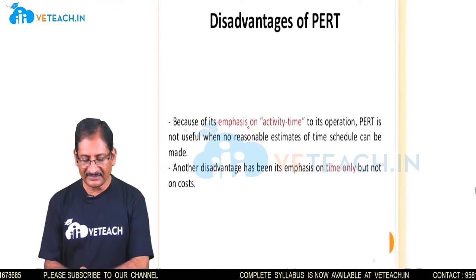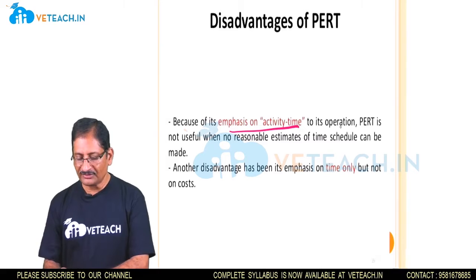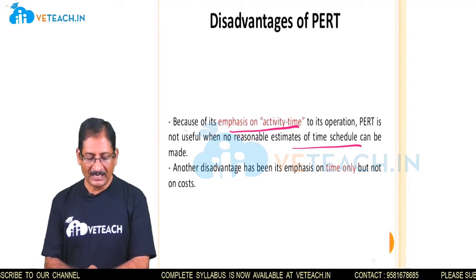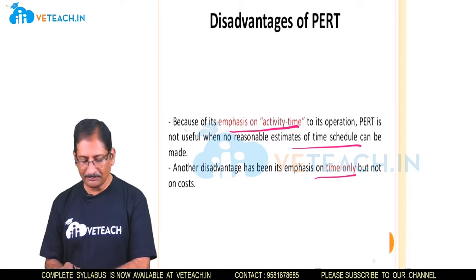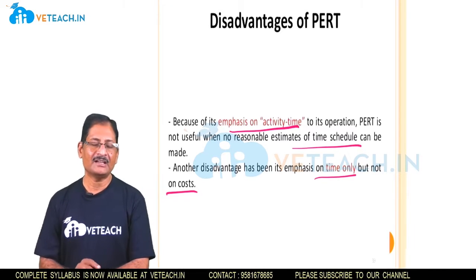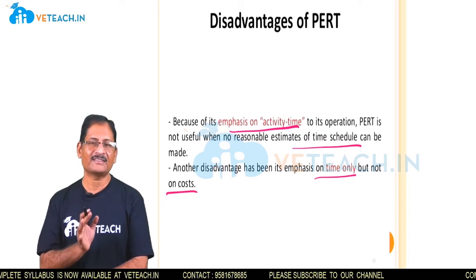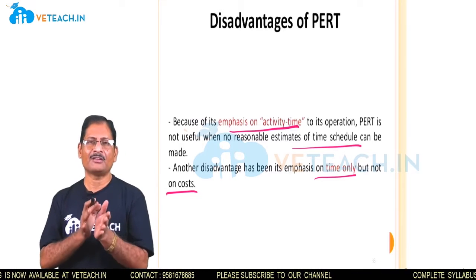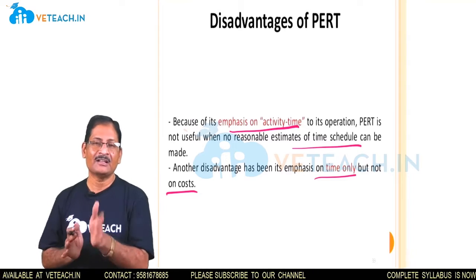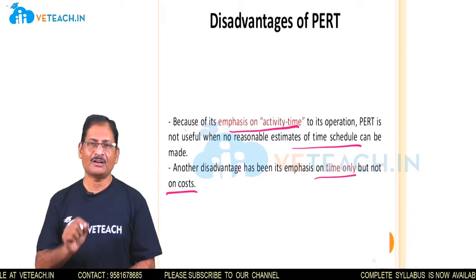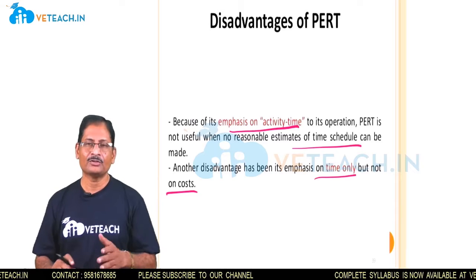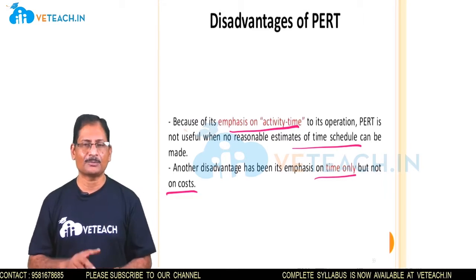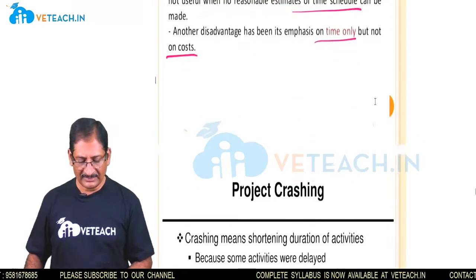Here, this emphasizes activity time. PERT is not useful when no reasonable estimates of time schedule can be made. Another disadvantage is its emphasis on time only but not on costs. So the PERT technique is exclusively focusing on time, not on cost. We are not giving any importance to the cost, but the emphasis is always on the completion of the duration of that particular activity. So this may lead to not recognizing the importance of the cost, and the cost of the project may go high. So this is the disadvantage.